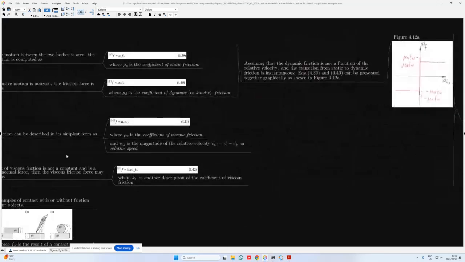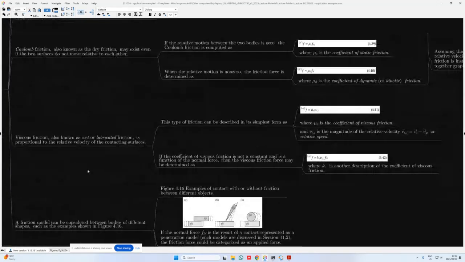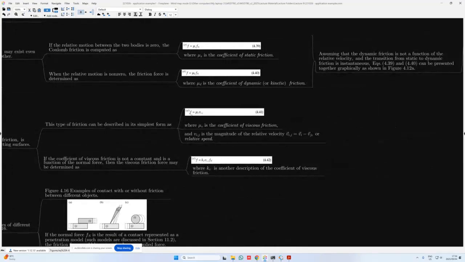Okay, now with regards to viscous friction, which is also known as wet or lubricated friction, this is now proportional to the relative velocity of the contacting surfaces. So this type of friction can be described in its simplest form as F with superscript vf, which indicates we're working with viscous friction, is simply equal to mu v times v i,j, so the relative velocity between the two objects or the two bodies. So mu v is the coefficient of the viscous friction, and v i,j the magnitude of the relative velocity, which is vi minus vj, or we simply call it the relative speed in the system.